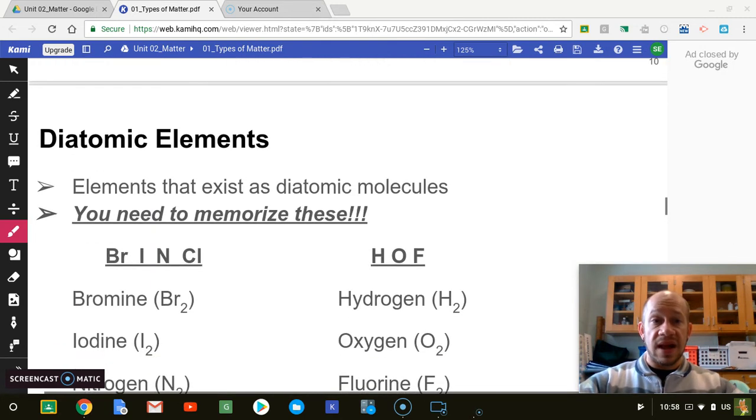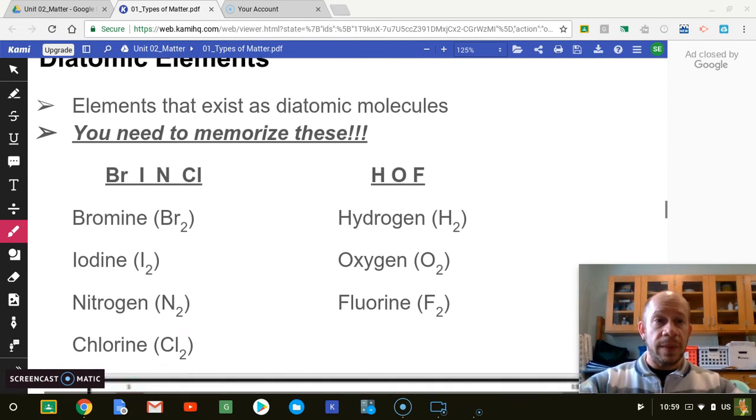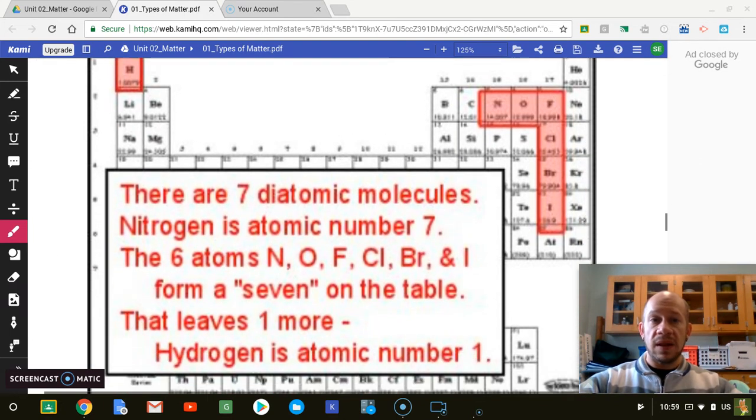There are 7 diatomic elements that you must memorize, and we can remember them by using the phrase Brinkelhoff: bromine, iodine, nitrogen, chlorine, hydrogen, oxygen, and fluorine. So you need to memorize these. You must always remember that these 7 elements are diatomic molecules. Nitrogen is atomic number 7. The 6 atoms N, O, F, Cl, Br, and I form a 7 on the periodic table. That leaves one more, which is hydrogen, atomic number 1. So that's another way you can remember it: nitrogen is number 7, it makes a 7, and then one more up is hydrogen.